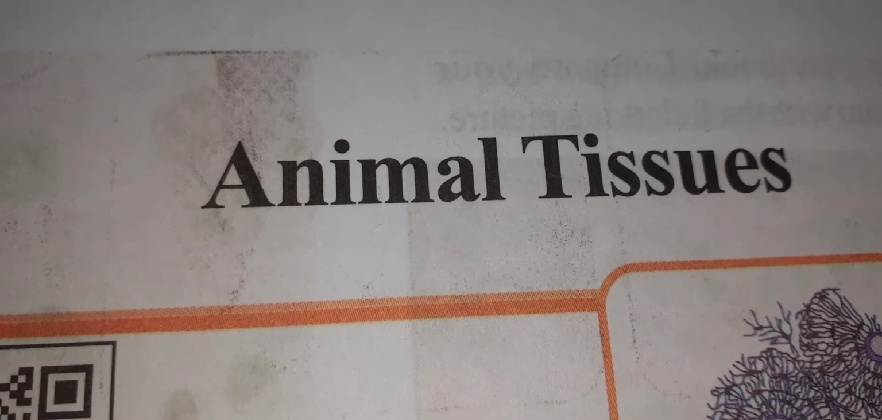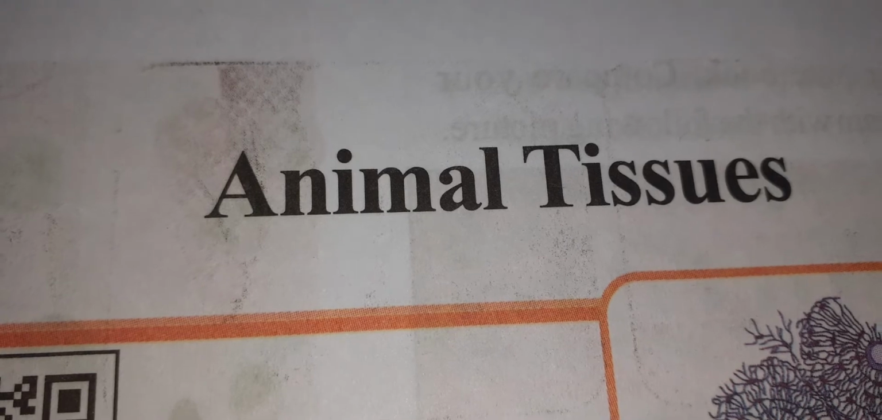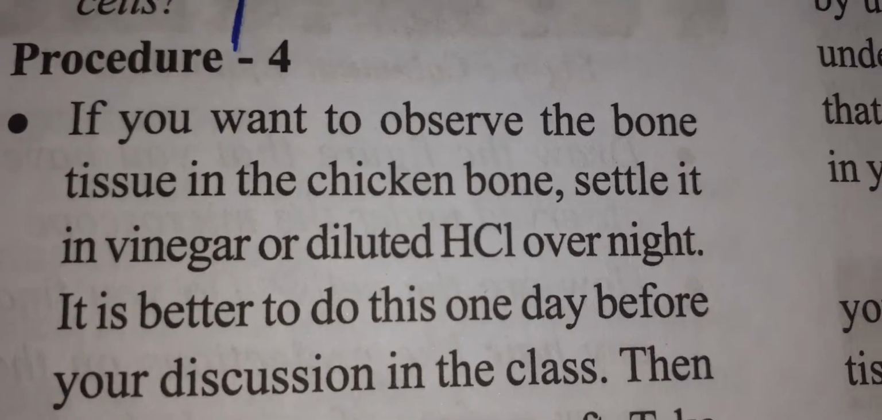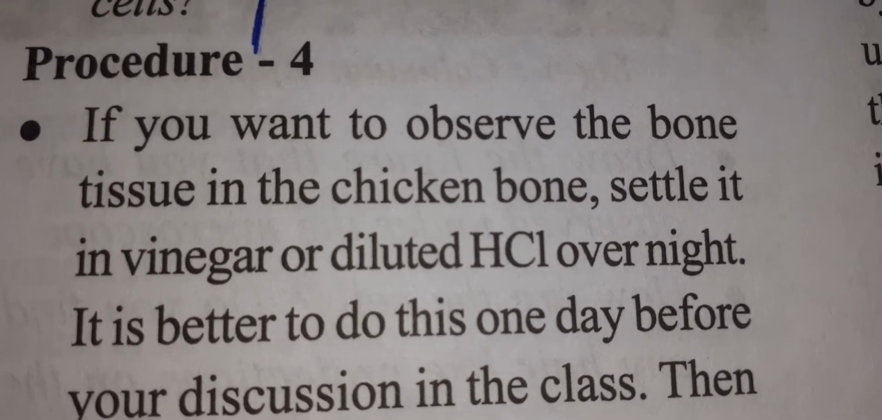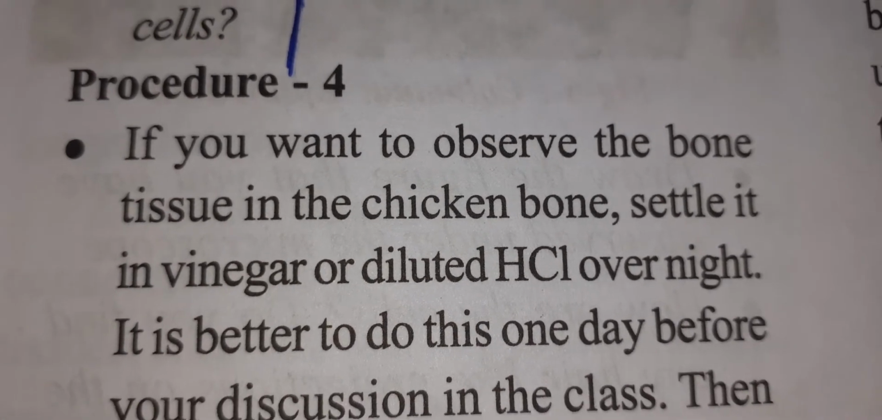So students, in the previous classes, what did we discuss? We discussed animal tissue. Is this correct? Yes, we discussed it, and we are doing some procedures. Yes, we are doing a lab activity. In that, now we will start our procedure 4.